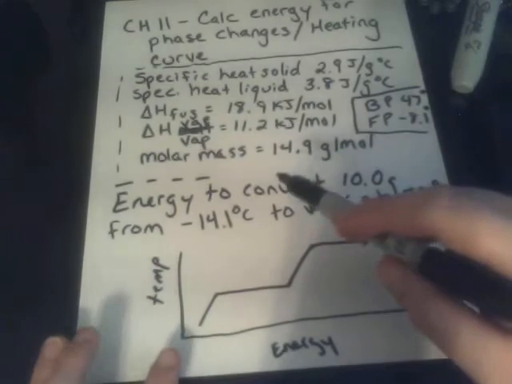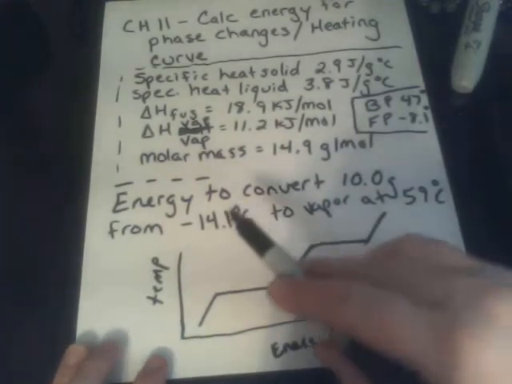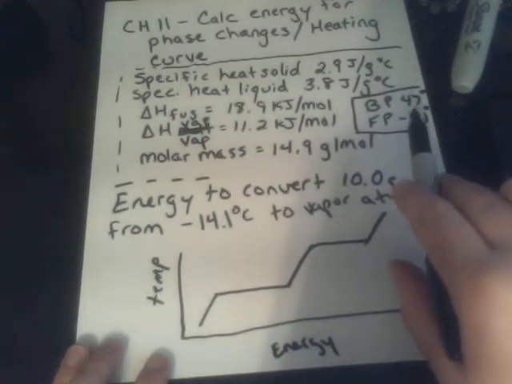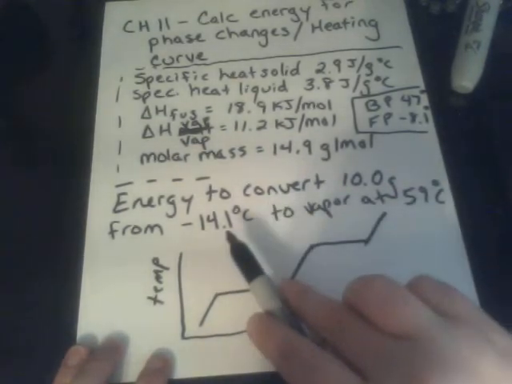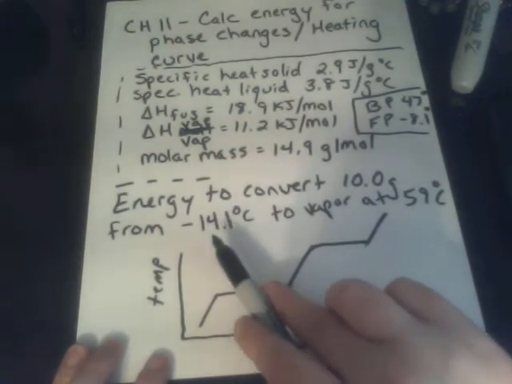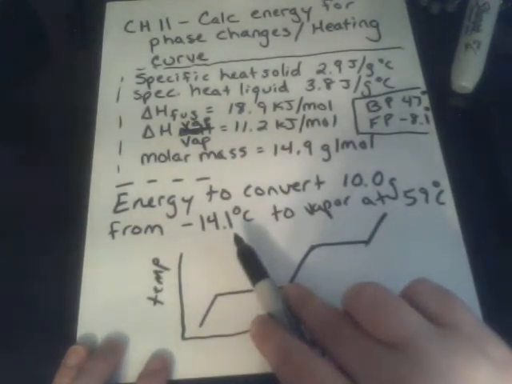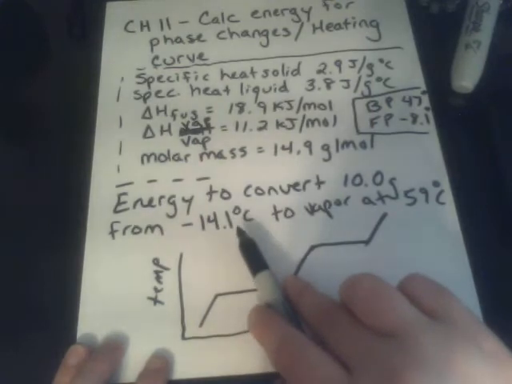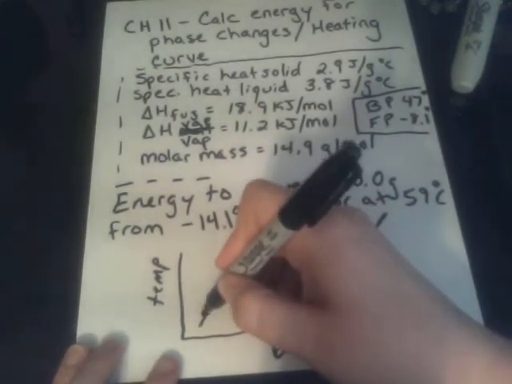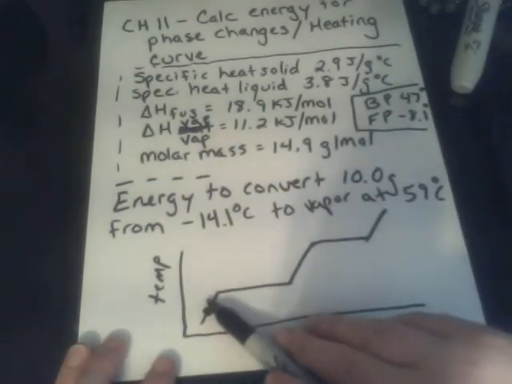So I like to identify where I'm at. If the boiling point is 47 degrees and the freezing point is negative 8.1, and I'm starting at negative 14.1, what state am I starting at? I'm starting at a temperature that's colder than the freezing point. So I'm actually starting down here, right?